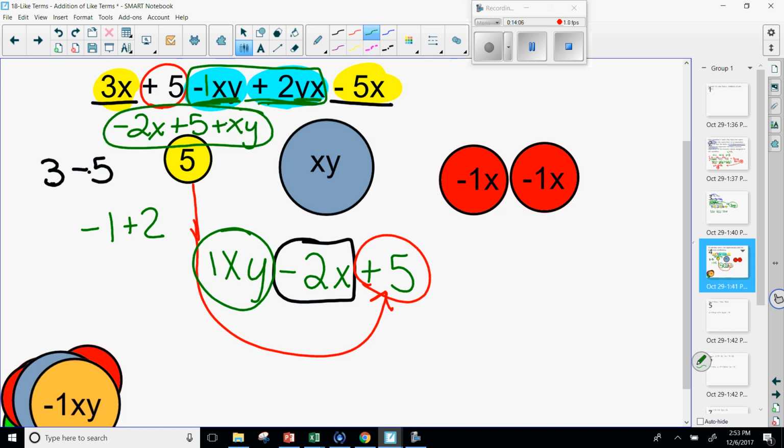The order does not matter. Why? What property? Distributive. Not distributive. Commutative property of addition.